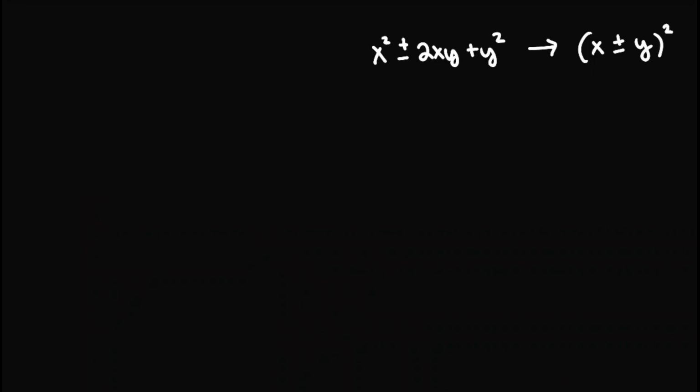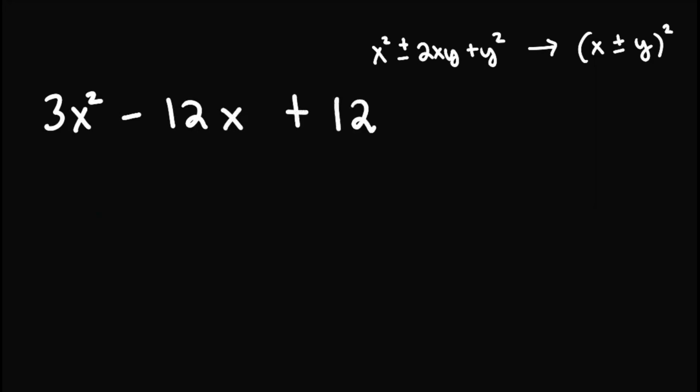Let us have one final example. If we have 3x² − 12x + 12, again, checking the first and the last term, observe that this one doesn't seem like a perfect square, since when we get the square root of 3x², we will have the square root of 3 times x, which is not a perfect square. Does this mean that this trinomial is not a perfect square?